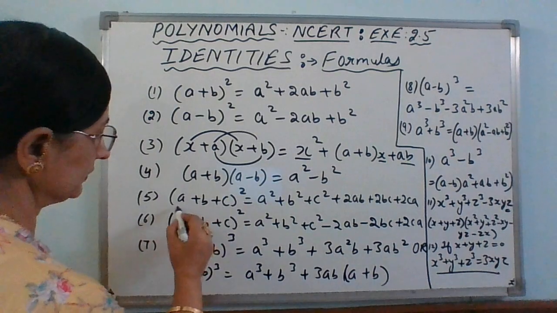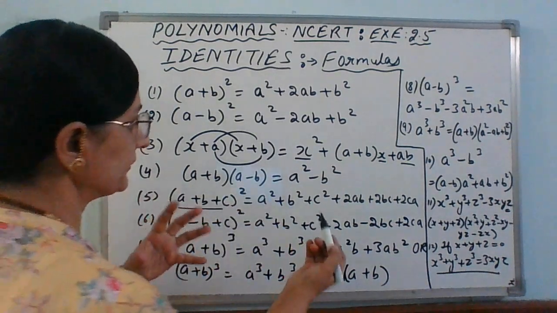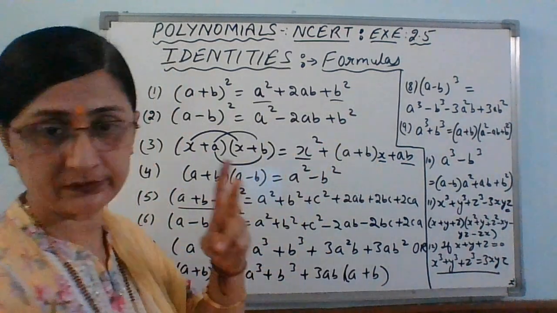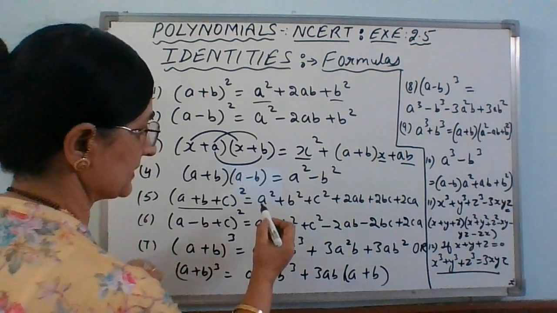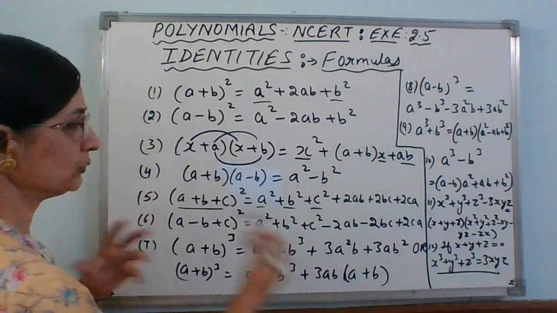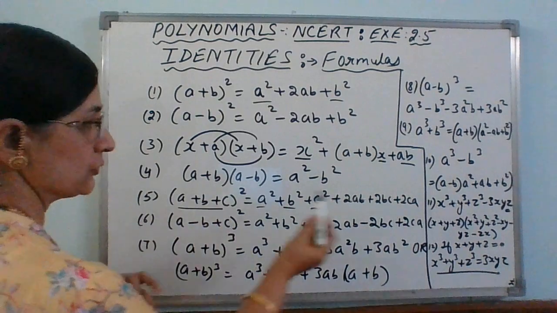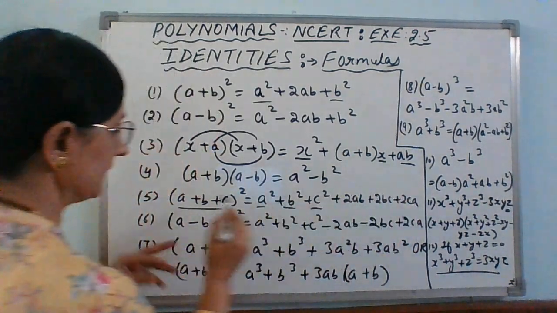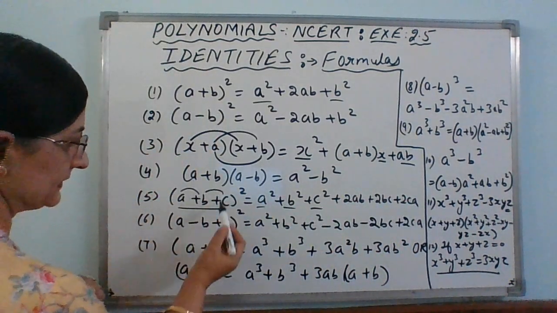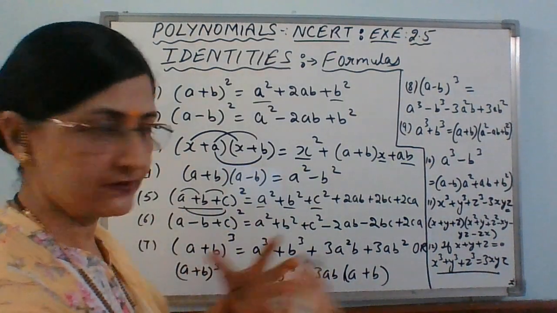Like (a + b + c) whole square means the square of the three terms, because here we squared the two terms. So you are supposed to square the three terms, a square, b square, c square, and then two at a time, twice of ab, twice of bc, and twice of ca, accordingly, right?